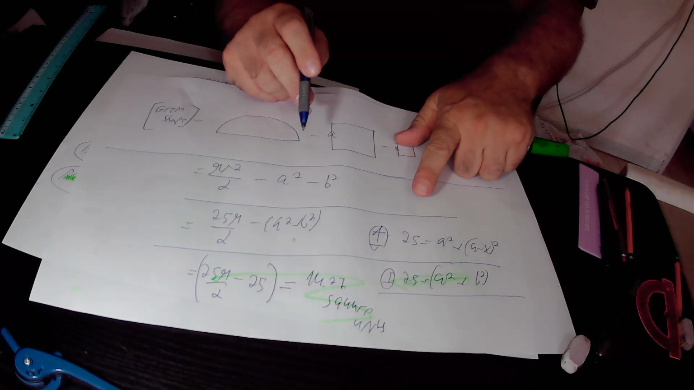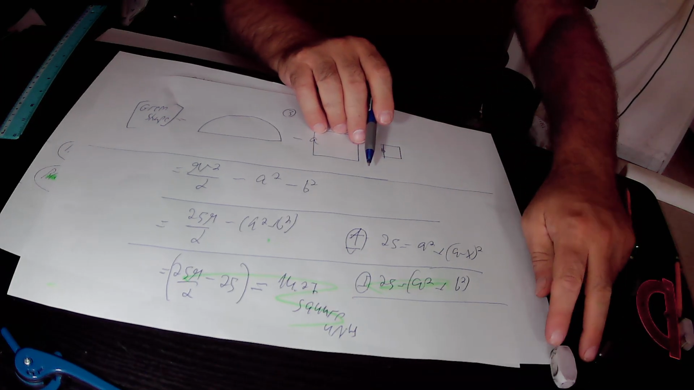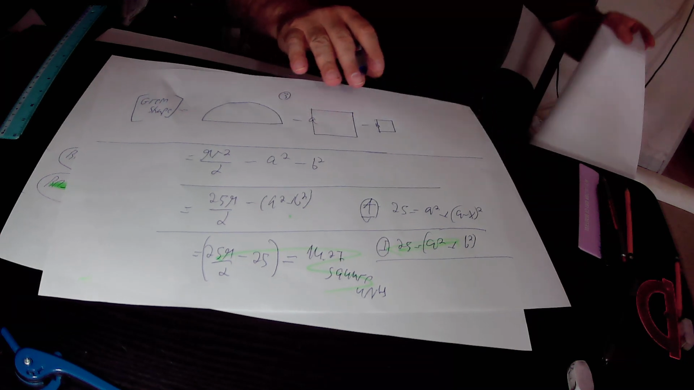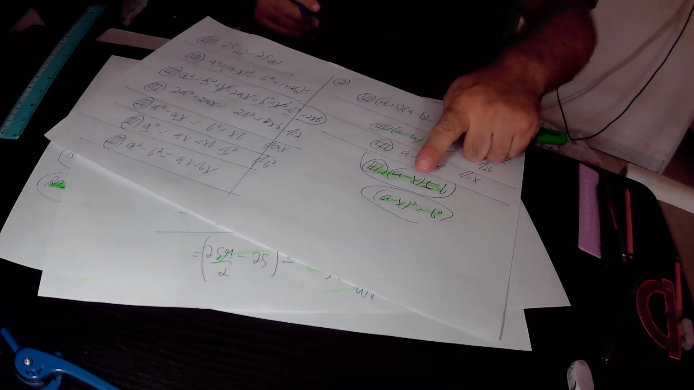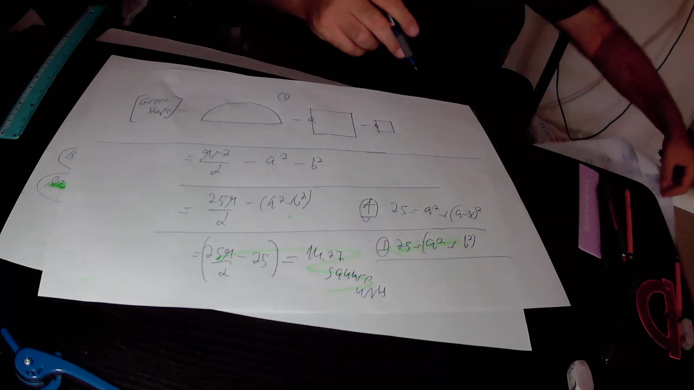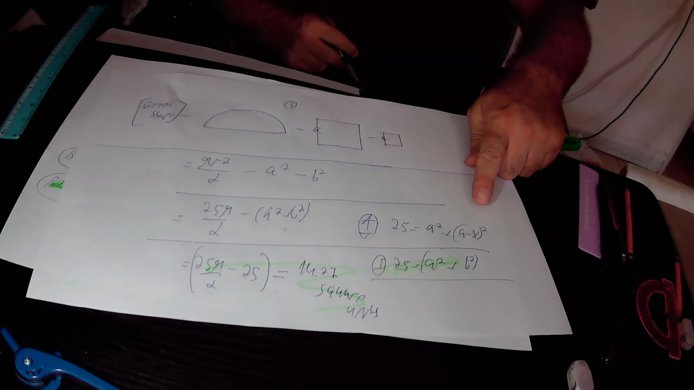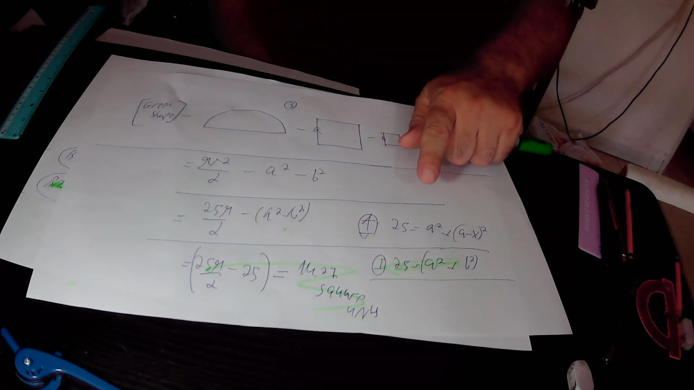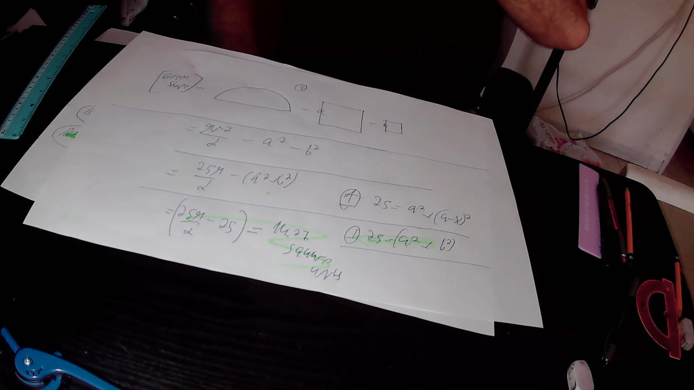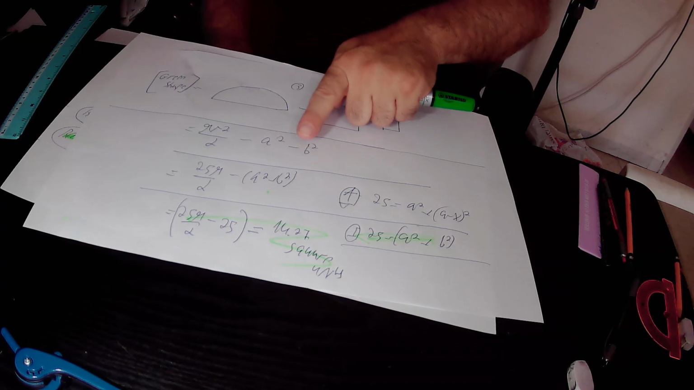So here, according to equation 1, 25 equals a squared plus (a minus x) squared. But we have already found out that (a minus x) squared equals b squared. Therefore, we substitute (a minus x) squared here by b squared. So according to equation 1, we found out that a squared plus b squared equals 25. So we can substitute a squared plus b squared here by 25.